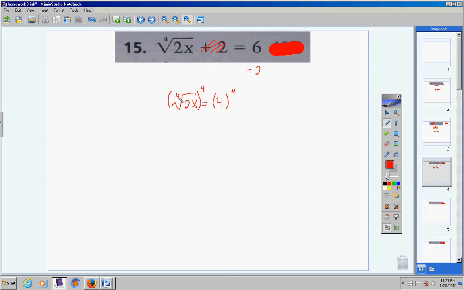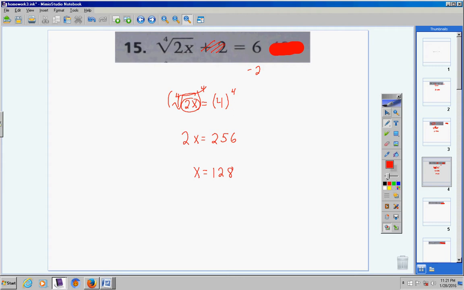When you take a 4th root to the 4th power, all of this cancels, leaving you with 2x. Now, 4 to the 4th power is going to be 256. So step 2 is accomplished. We eliminated our radical. Now step 3 is solve the equation. So divide both sides by 2, and we get 128 for an answer.